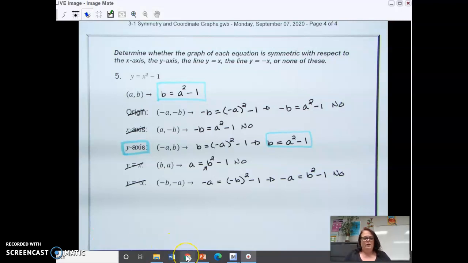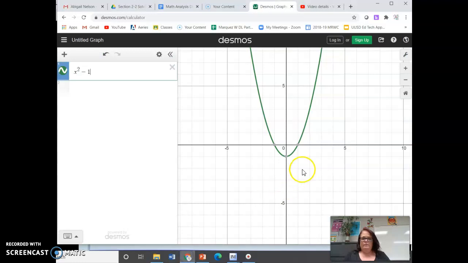And so if we take a look at Desmos, we've got this green graph here. So again, there's no way to graphically talk about the origin, only because it's kind of a patty paper thing. But we could see that if I rotated that parabola 180 degrees, it would not fall on top of itself. So then if we try the x-axis, that's where y is equal to 0. If I fold it on that blue or purple line right here, it would not lay on top of itself.